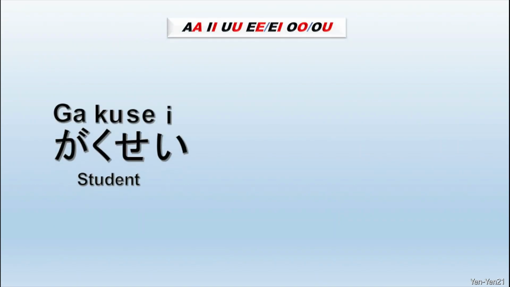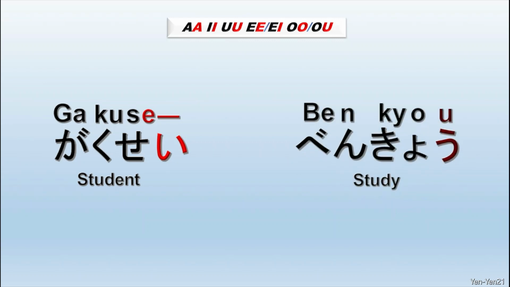There are also cases where the double vowel sound of E-sounding characters is written with i instead of e, and O-sounding characters with u instead of o. For example, gakusei. Gakusei means student. Benkyō. Benkyō means study. There are no specific rules about this. The only way is to become familiar with the word. I hope this video helped you in learning the Japanese language.